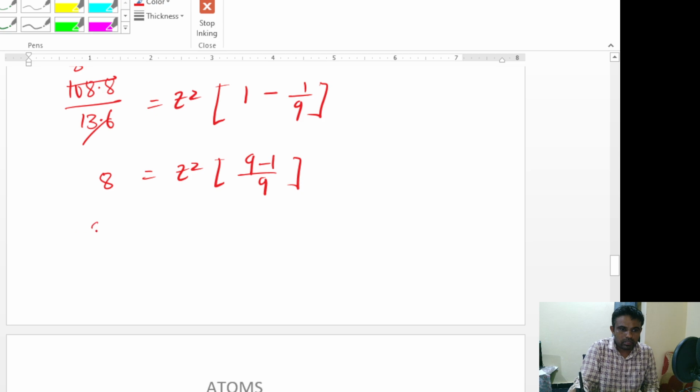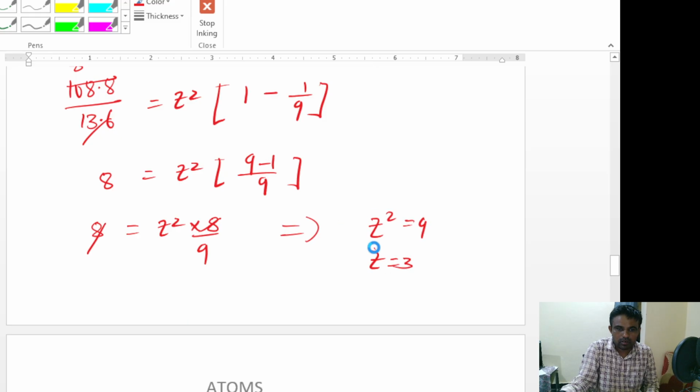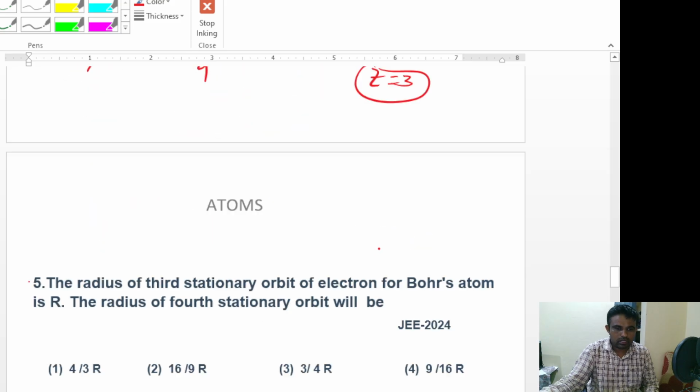So 8 is equal to Z square into 8 by 9. So 8 gets cancelled. From this, Z square is equal to 9, Z is equal to 3. Our answer is Z is equal to 3.